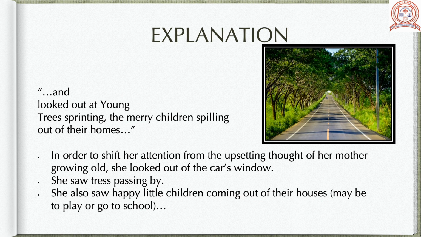So, what did she do in order to escape the reality? She looked out at young trees sprinting, the merry children spilling out of their homes. So, since they were sitting in the car, after looking at her mother, she felt very upset, and in order to divert her attention, she looked out of the window of the car. And upon looking out, what did she see? She saw young trees sprinting.